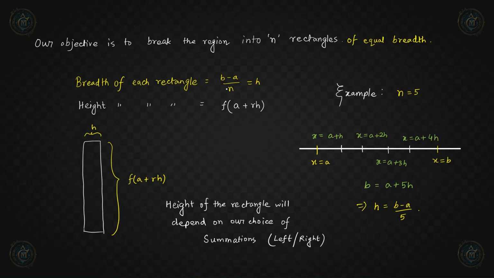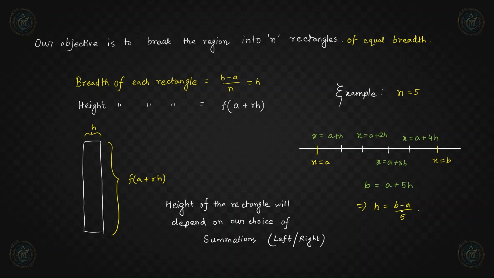Breadth of each rectangle is (b minus a) divided by n, which we define as h. Okay, and height of each rectangle is f of (a plus rh). So why this a plus rh? We can derive this from the division of the interval. Okay, so we divide the interval into n subparts. Okay, the objective is to break the region into n rectangles, so we have to divide the given interval x equal to a to x equal to b into n equal subparts. Okay, so like this we can divide.